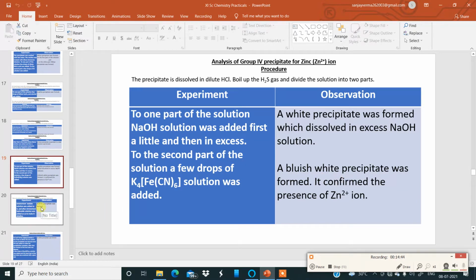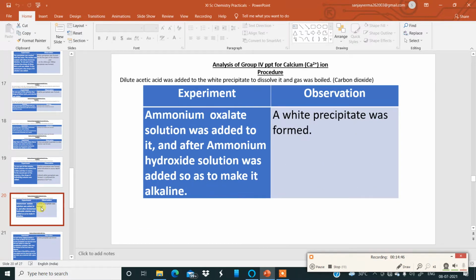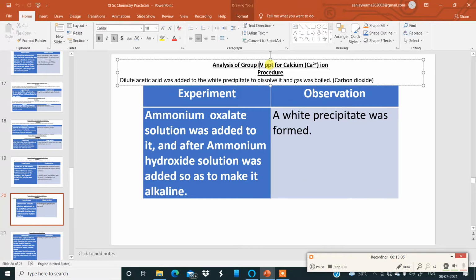So this was for zinc ion present in group 4. Let me again read out the instruction for calcium ion also. So we will get the precipitate for calcium ion also in a similar manner. I'll do a slight correction over here: this calcium ion is present in group 5.